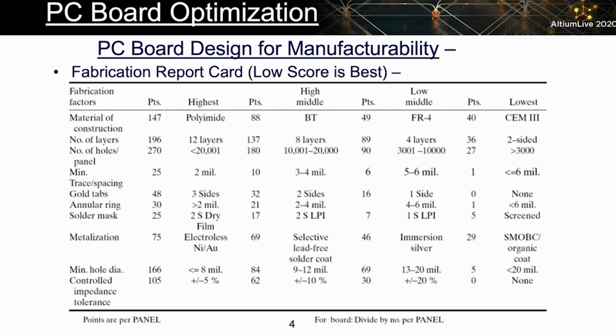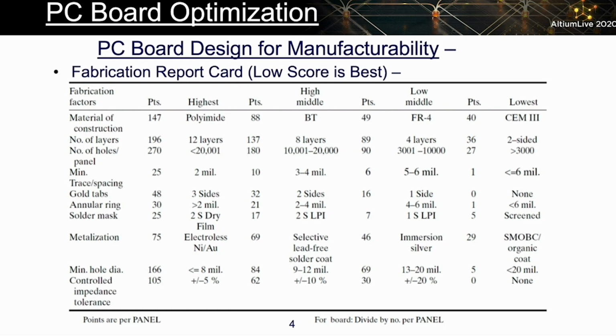Material of construction. Notice these are weighting factors. You want low numbers on your report card, because the lower number your fabricator comes up with on the report card, the less they're going to charge you per panel. They determine a cost per panel based on the score that they create when they establish a report card for you. Higher scores means you're going to pay more per panel. Lower score means you're going to pay less per panel.